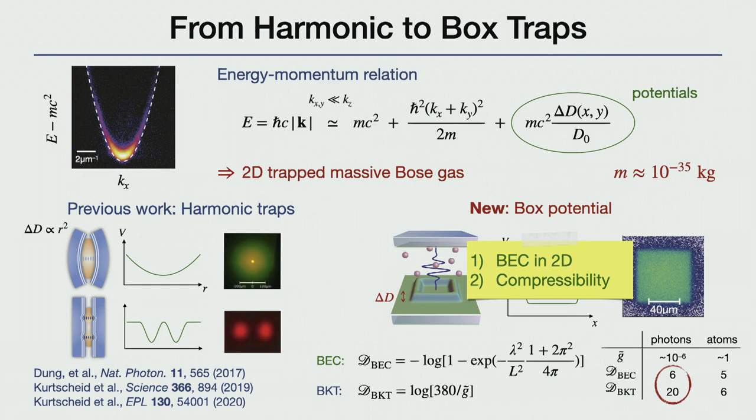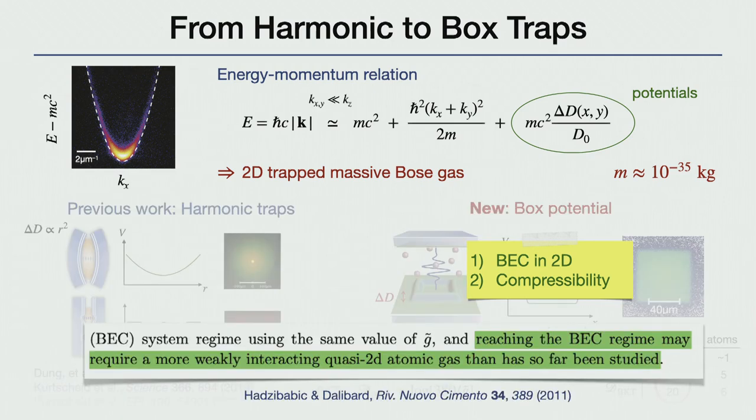While for photons, where interactions are fairly weak, the critical phase-space density for BKT is pushed to very large values, whereas the BEC is still at a value of approximately 6. So that means in this setting, we really expect to observe Bose-Einstein condensation first. And I just want to point out that in this review by Zoran Hadzibabic and Jean Dalibard on 2D atomic Bose gases, they were writing at the time that reaching the BEC regime may require a more weakly interacting quasi-2D gas than has so far been studied. And here we're not using atoms, but we're using photons to achieve this.